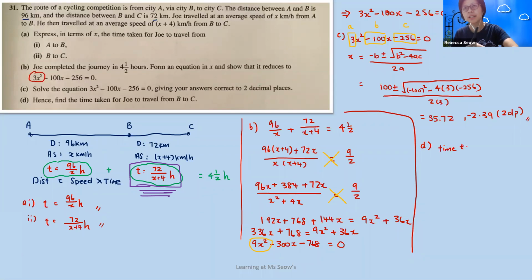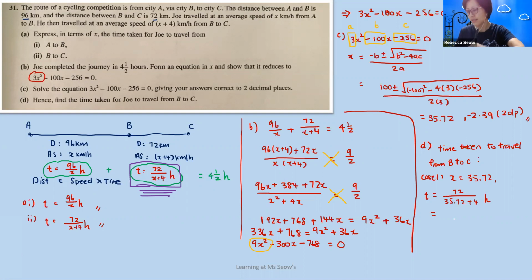So let's take a look. With regards to time taken to travel from B to C, if we were to consider x equals to 35.72, let's consider case 1. X equals to 35.72. Time will be 72 over 35.72 plus 4. And that will give us 1.81 hours. Okay, so this is a probable answer.